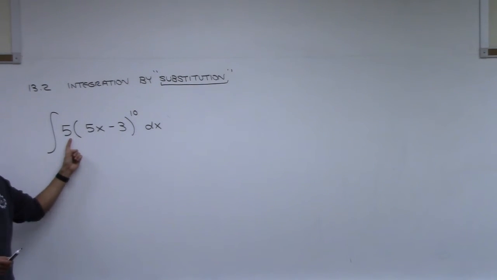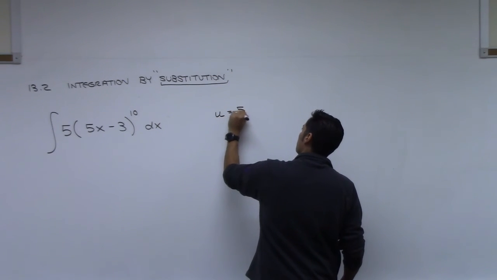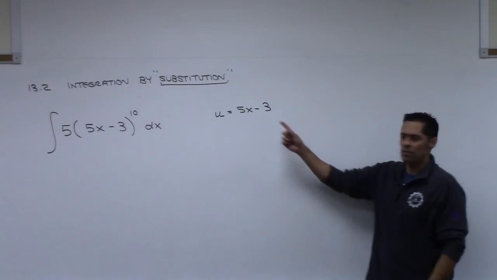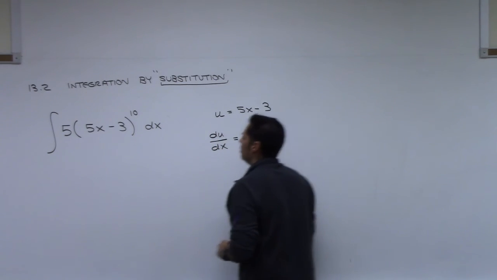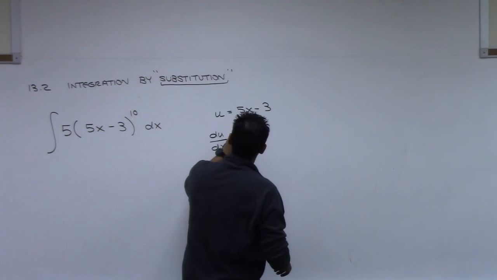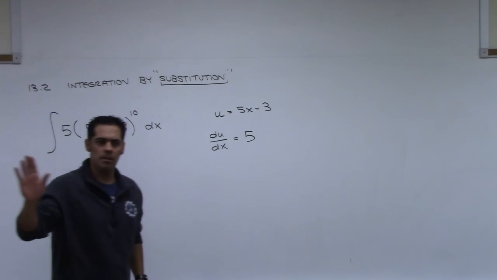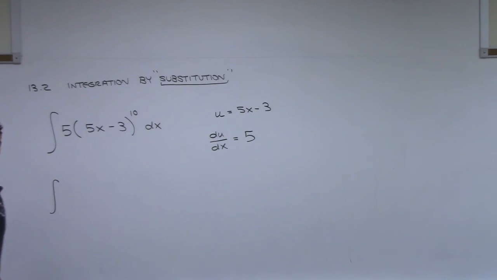So if we let u be equal to 5x minus 3, and then take its derivative, du dx, what's du dx? 5. Then we can rewrite the problem, can't we? So what would this new problem be? Hold on, let me give you an opportunity. Rewrite the problem in terms of u.